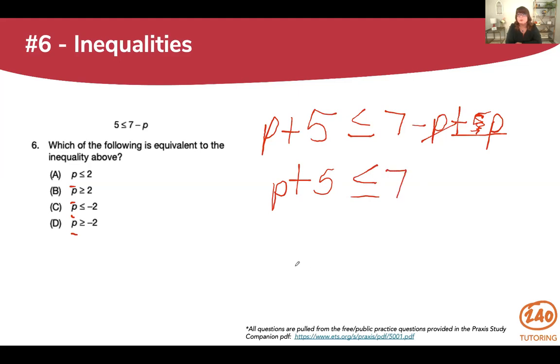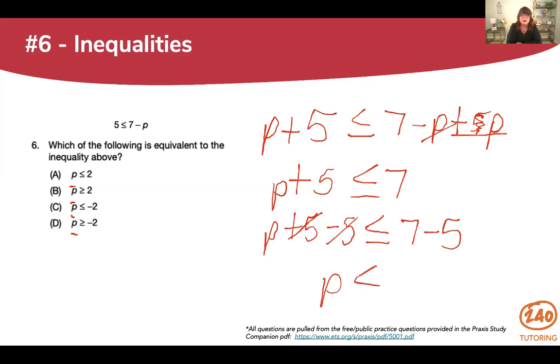Now I've just got to deal with my 5. I'm going to try to get it on this side of the equation. So p is left by itself. So I'm going to do p plus 5 minus 5 to get them to cancel each other out. So if I minus 5 on this side, I have to minus 5 on this side. So now these two cancel each other out. And I'm left with p is less than or equal to 7 minus 5, which is 2. So this is actually much simpler than it appears. The correct answer here is A. P is less than or equal to 2.